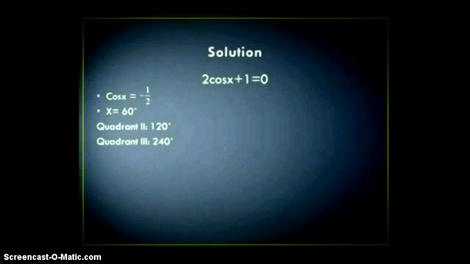Our answers are 120 degrees in quadrant 2 and 240 degrees in quadrant 3. And you can see here that we got it by the same way we did for the last problem, by solving for cosine of x and then using that to find our reference angle, which was found with the special triangles, which is not on here, but that is where this number comes from.